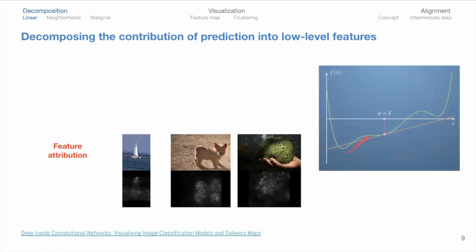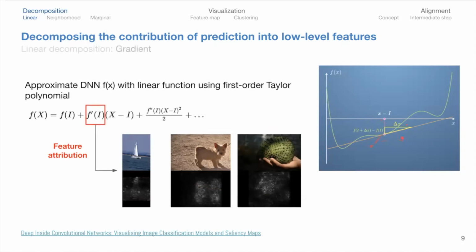Given a very complex nonlinear model, if we want to explain its local behavior for this local input, a very intuitive way is to use a Taylor polynomial to approximate this complex function. For example, this tangent line is the first order Taylor derivative, and its gradient can well decompose the total contribution of the decision into each of the input features, as shown in this gradient saliency map.